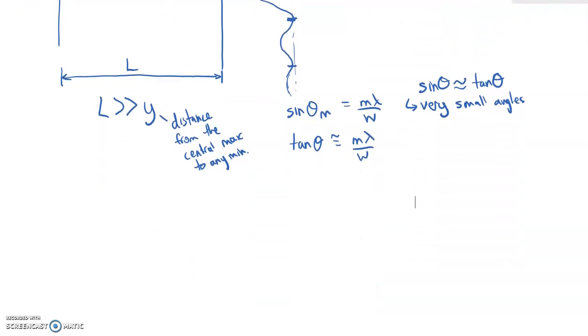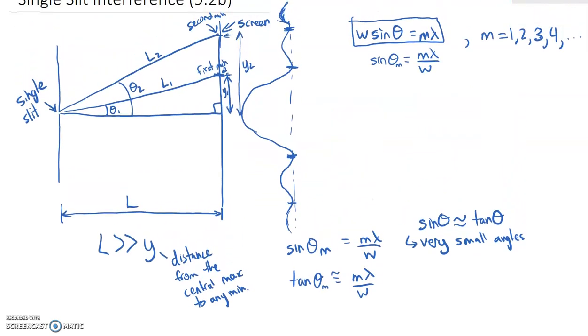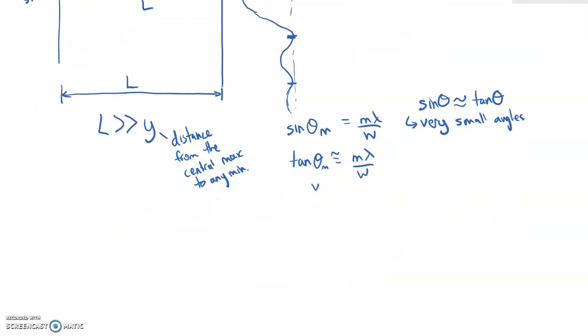So let's continue that approximation. Because tan theta m is equal to ym, if we go back to our diagram here, tan theta is equal to the opposite over the adjacent, which is L. So it's equal to y1 over L or y2 over L. It's equal to ym over L. So that's approximately equal to, you can write it like that, or you can write it with two squiggle signs. It doesn't really matter.